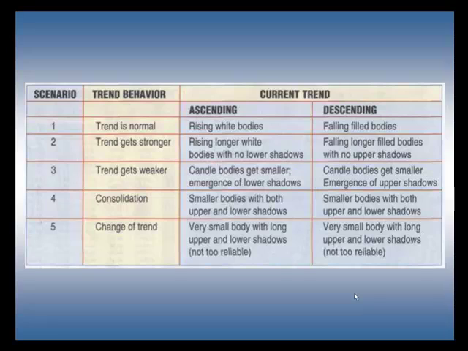And the trend is strong when you have no lower shadows, but more importantly, the wick, the upper shadow on an ascending uptrend, is long, or for the downtrend, the exact opposite. As the candle bodies get smaller and you start to see some shadows, that is showing you that the trend is getting weaker. And when you have both upper and lower wicks, that is consolidation. Again, some may say a change in trend is going to happen, but it's not the most reliable signal, and you really want to use your indicators to confirm that.